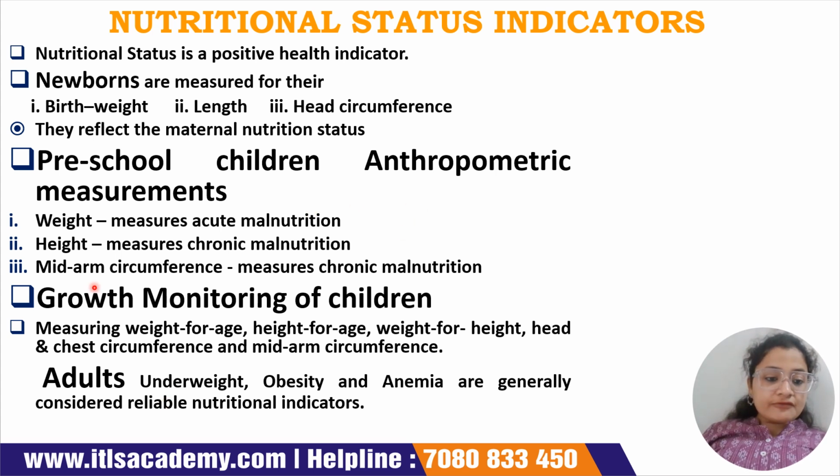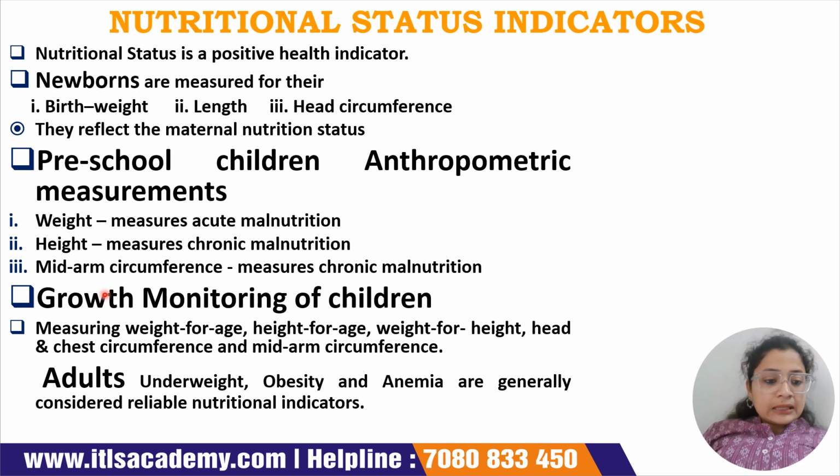Okay, so there firstly we will measure the weight, which measures acute malnutrition, because obviously weight is directly linked with nutrition, isn't it? If a person is undernourished, he or she will be underweight, and if a person is overnourished, he or she will be overweight. This is very straightforward. There is no complication in this. It's like, matlab, सीधा हिसाब है.